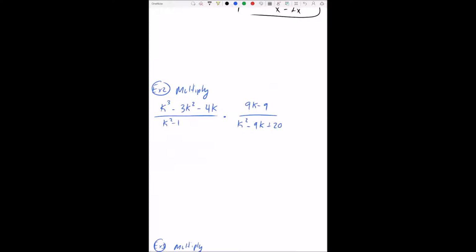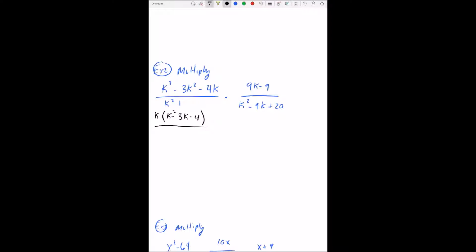Alright, example 2. So example 2, we're still multiplying, but now we have trinomials. So we absolutely want to factor every single thing we can out. So our first trinomial, we know that they have a k in common. Everything has k, so let's go ahead and take that out. Alright, so we have k squared minus 1. That's a difference of 2 squares. So we can have (k minus 1)(k plus 1).